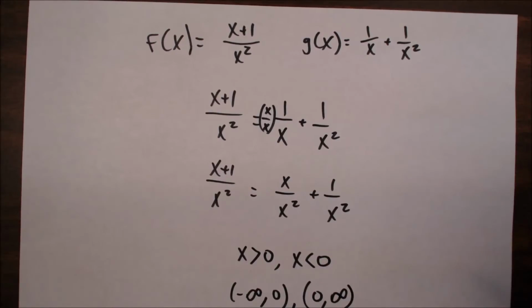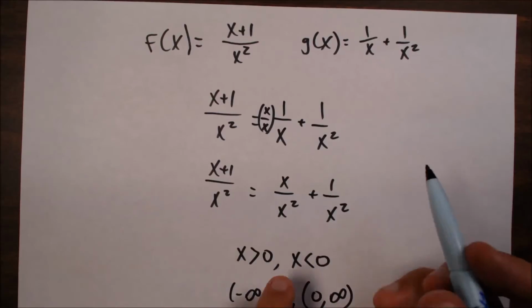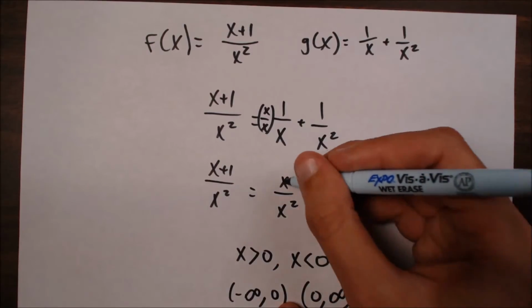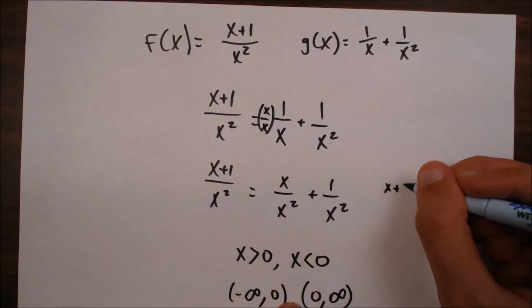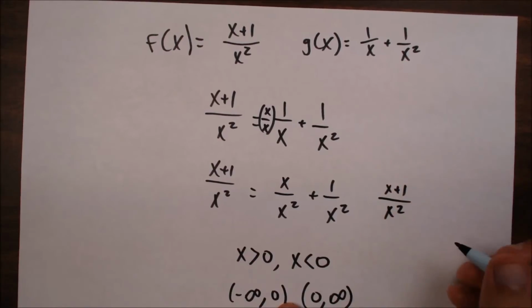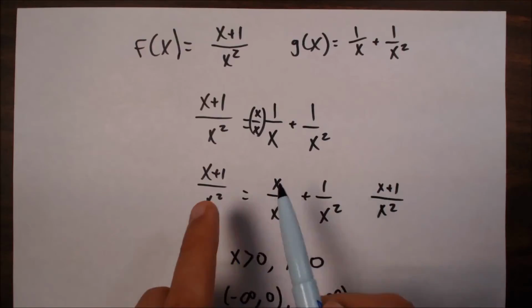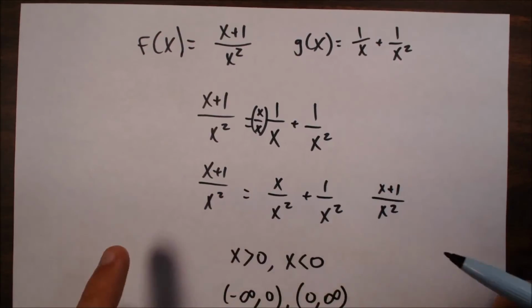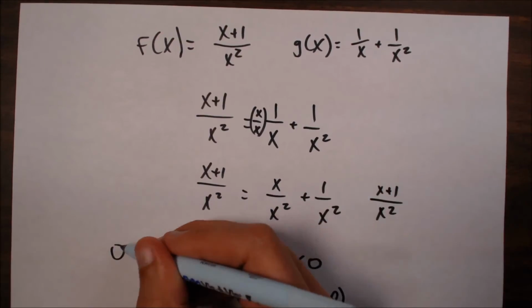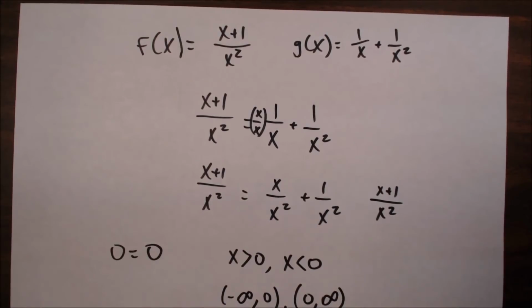Okay, either of those. If you want to keep working this out, what will happen is this part right here would become x plus 1 over x squared. So if you didn't notice it yet, once you've got these on both sides, if I were to subtract this over here, and subtract this over here, what I ended up with is 0 on the left side and 0 on the right side.